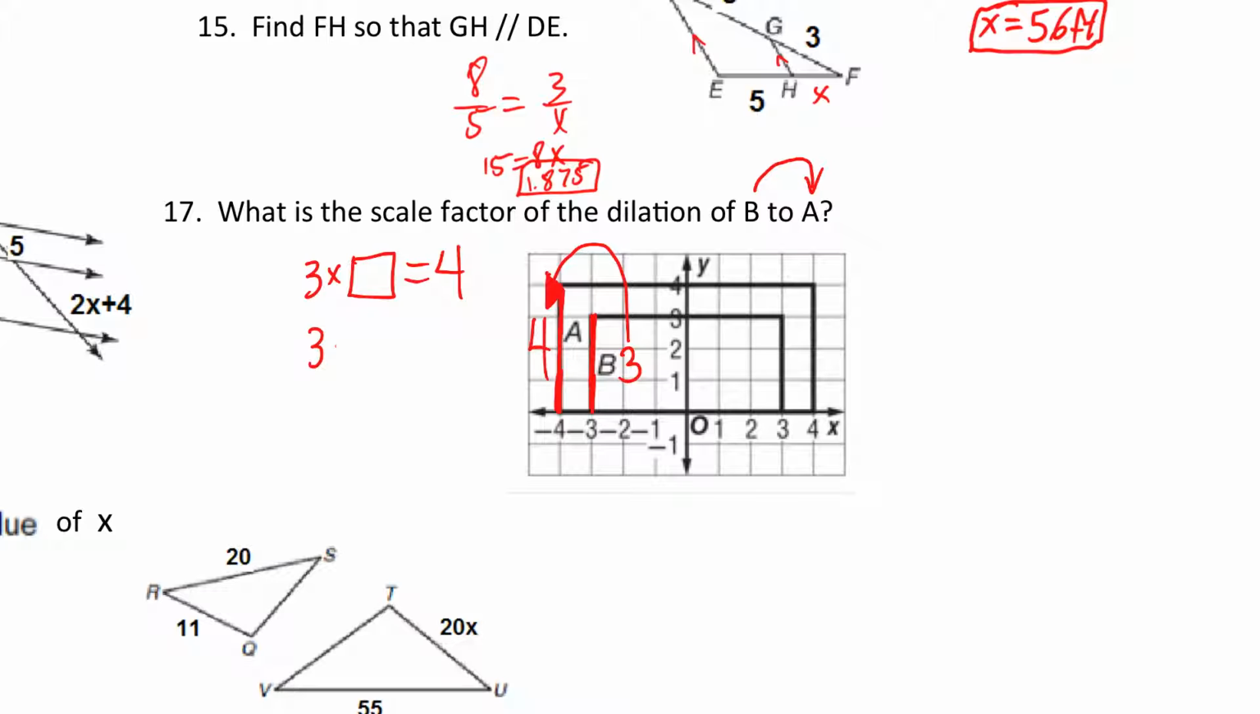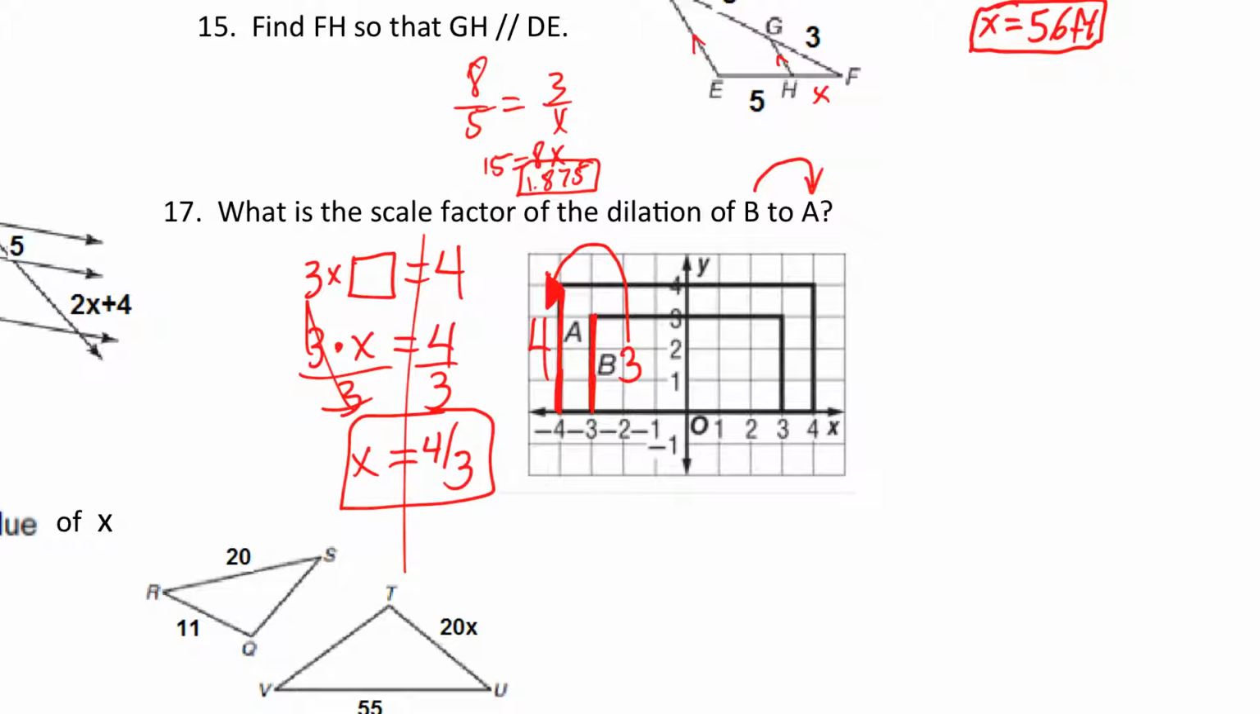Or you could think about it like this. 3 times what gives me 4? All right, it's just a simple problem. Divide by 3 on both sides. x equals 4/3. Okay, it's just that new over old thing. 4 over 3. It's that easy.